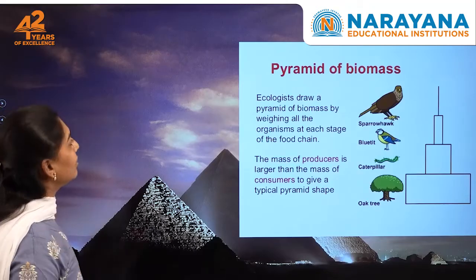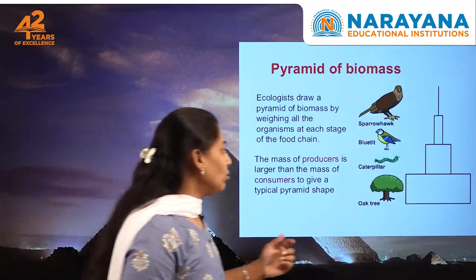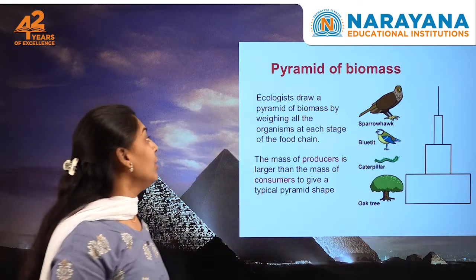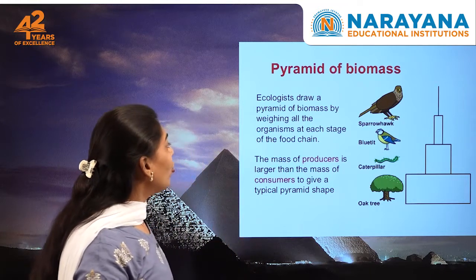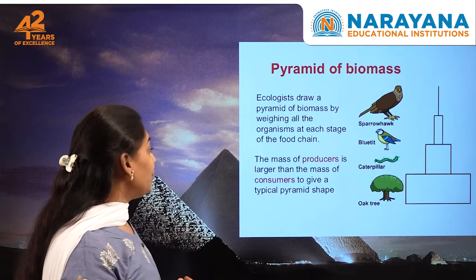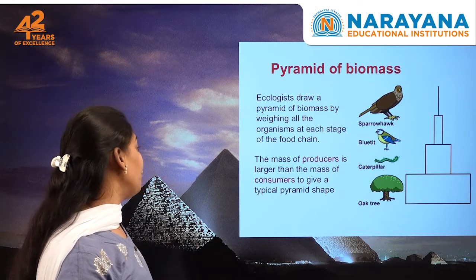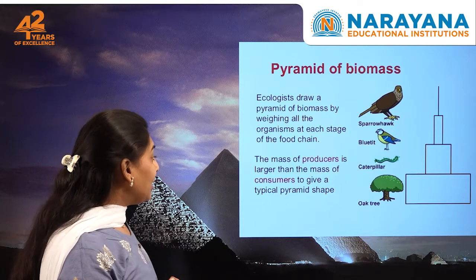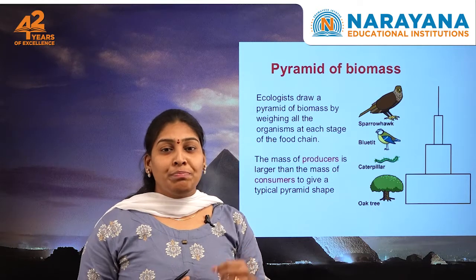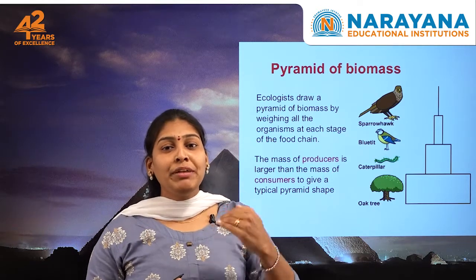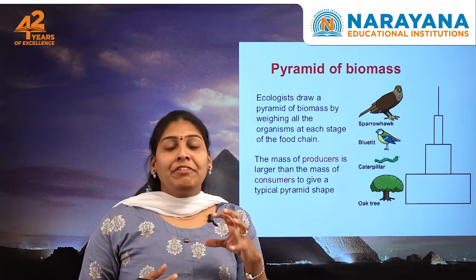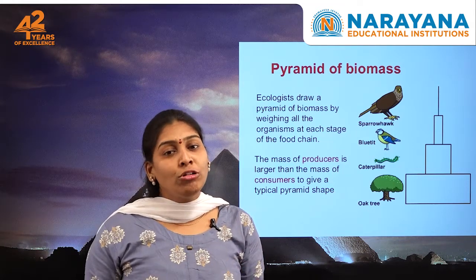Next is the pyramid of biomass. So, oak tree, caterpillar, bullfinch and the sparrowhawk. Ecologists draw a pyramid of biomass by weighing all the organisms at each stage of the food chain. The mass of the producers is larger than the mass of the consumers, to give a typical pyramid shape. That means the number depends upon the living content. If food is not there, the number will also decrease.